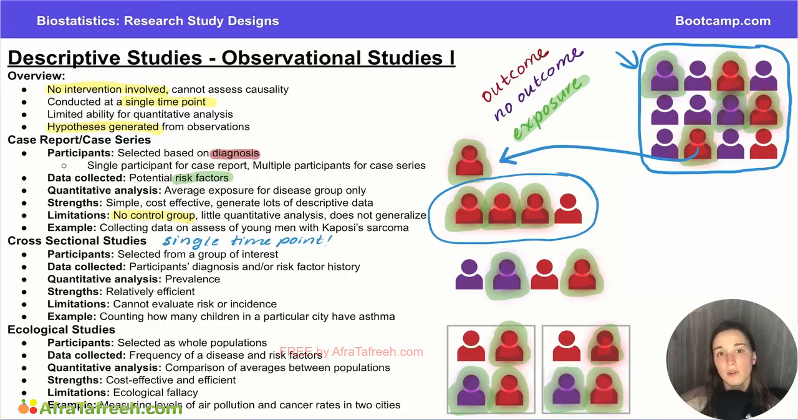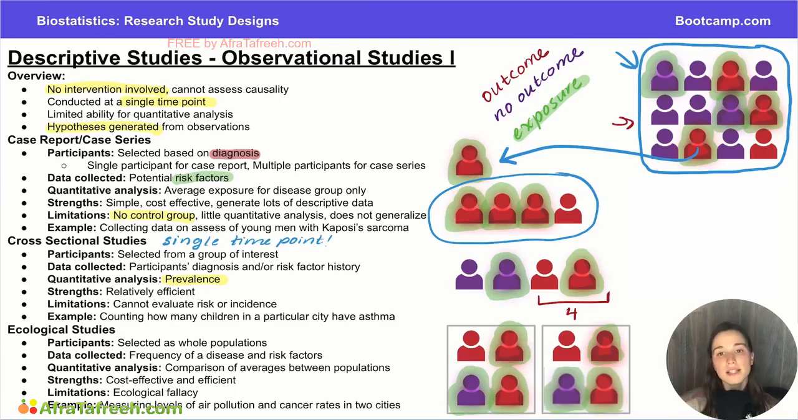So for example, researchers might want to count how many people are diagnosed with asthma in a population. So in our population of interest over here, we have 4 people that are diagnosed with asthma. And the number of people that is diagnosed with a disease at a certain point in time is called the prevalence.